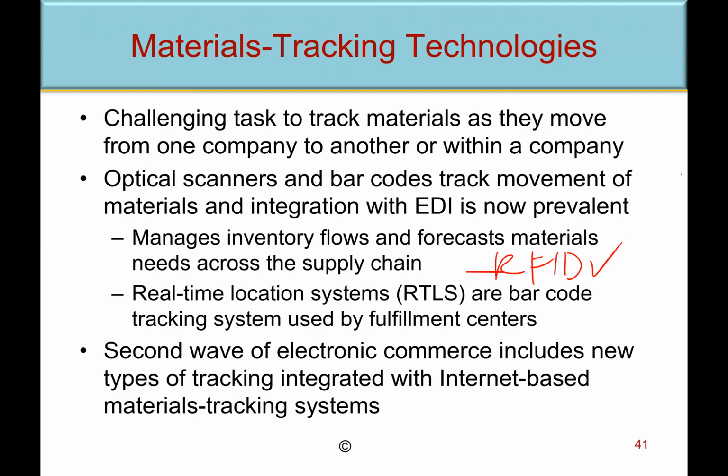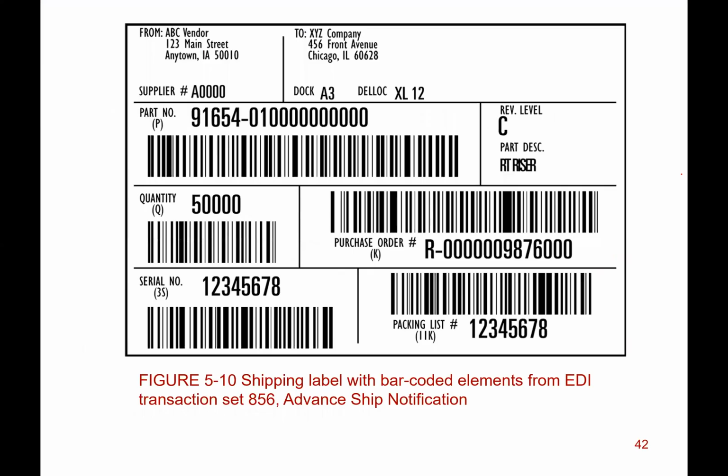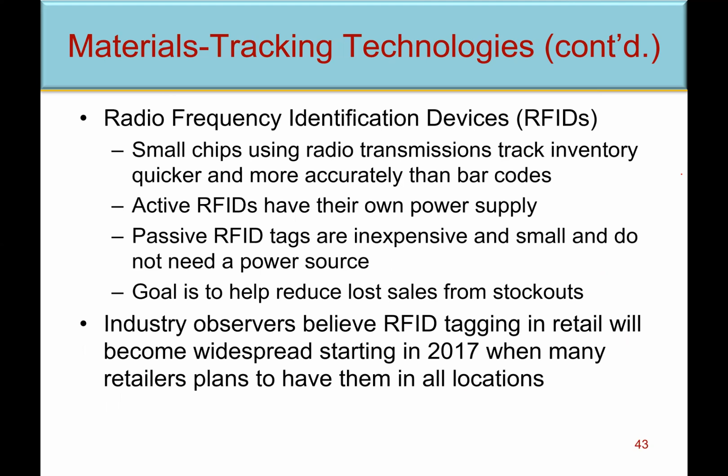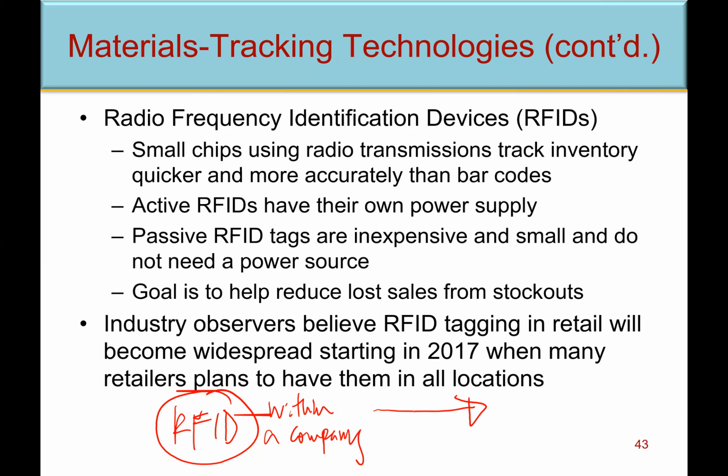The second wave of electronic commerce includes new types of tracking integrated with internet-based material tracking systems. You have RFID, which tracks just within a company, but anything beyond the company, outside the company, you must have the Internet of Things, using GPRS and also sensors.